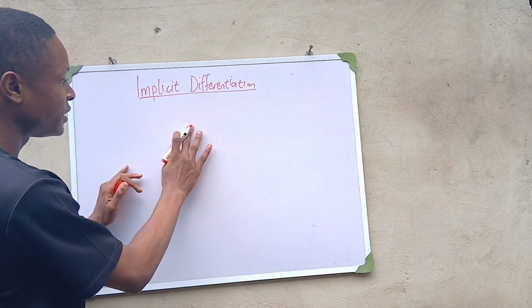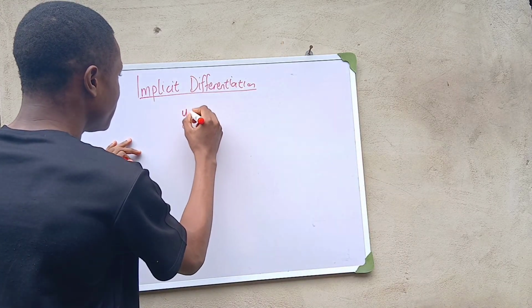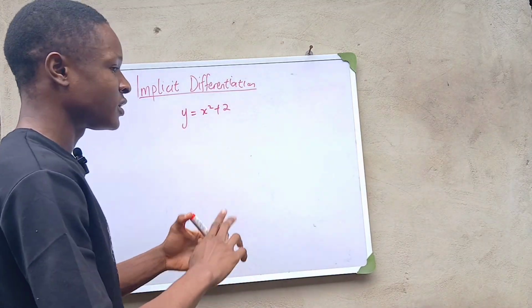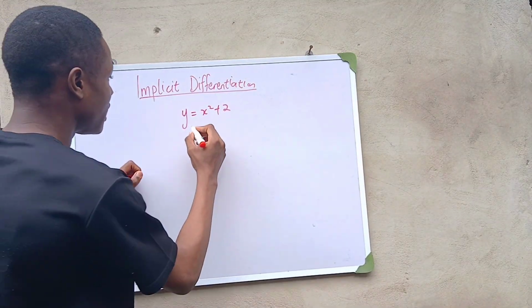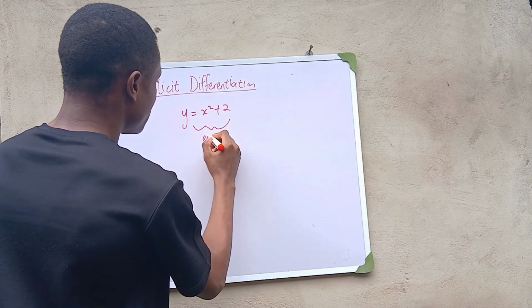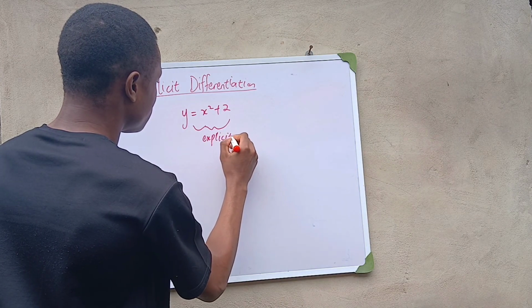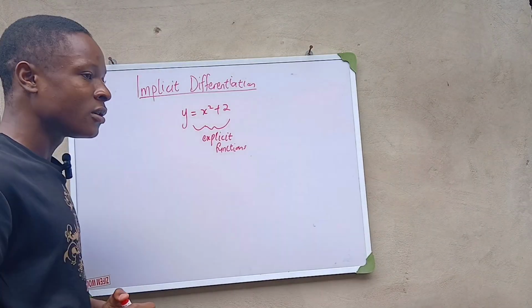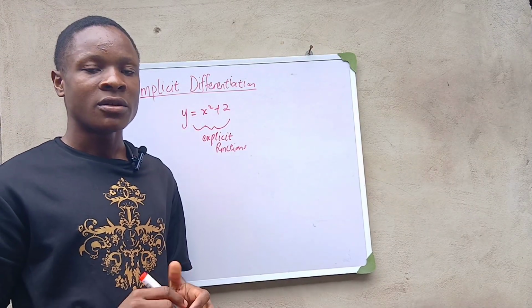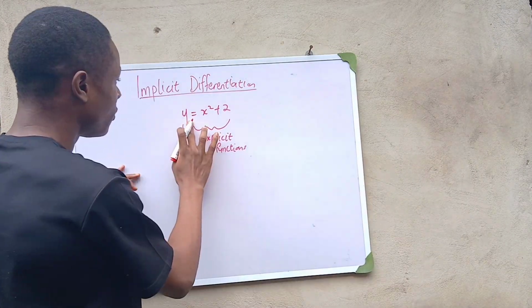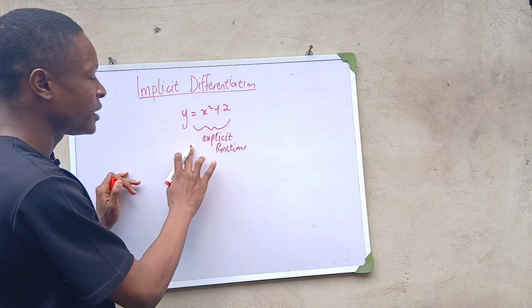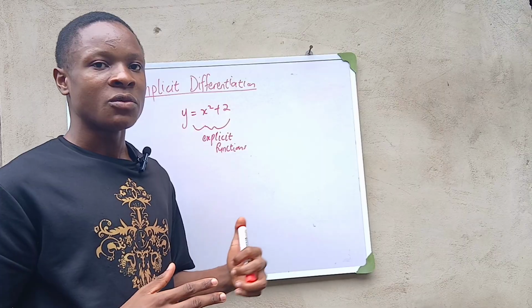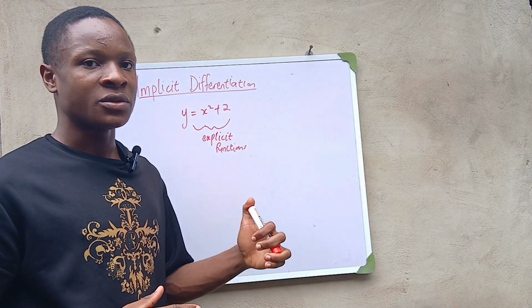You have been differentiating functions like y equals x squared plus 2. Something like this. You have been differentiating functions like this. These functions are called explicit functions. Now, why are they called explicit functions? They are called explicit functions because y is expressed with respect to x. So when we are differentiating these explicit functions, we differentiate y with respect to x.